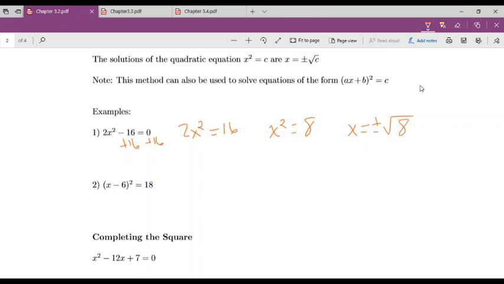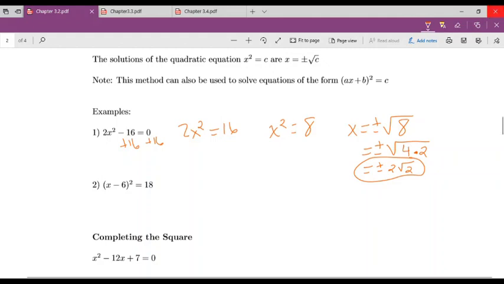Now I do need to simplify that square root of 8. If I do that, what I can notice here is if I break that 8 up into 4 times 2, okay, 4 times 2, the square root of 4 is 2. So that what it looks like is plus or minus 2 square root 2. That would be the solution that it would be looking for.